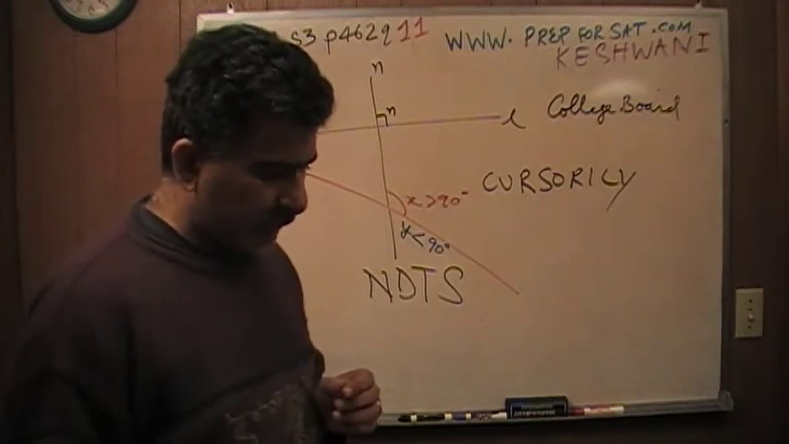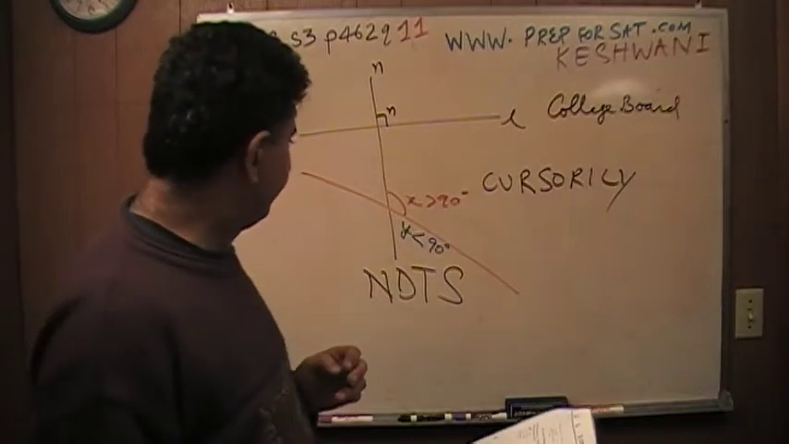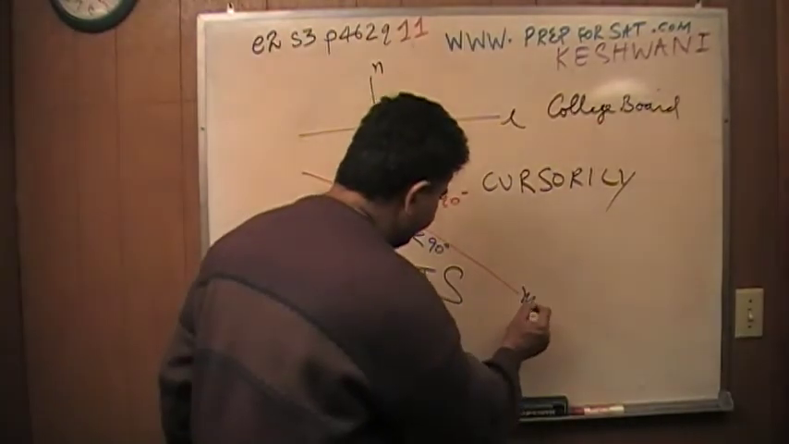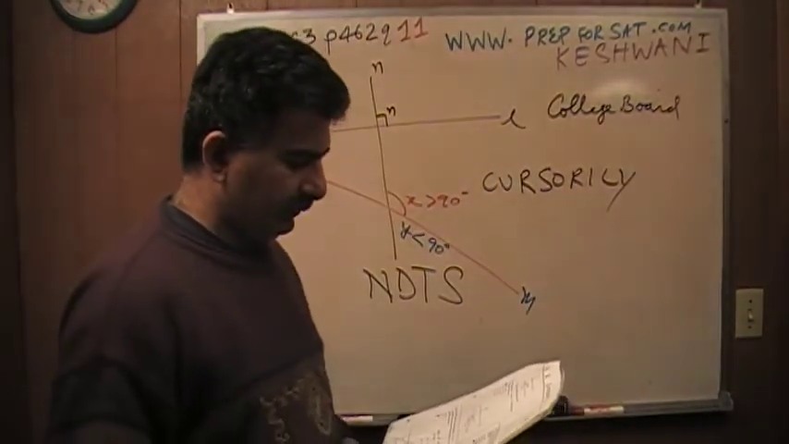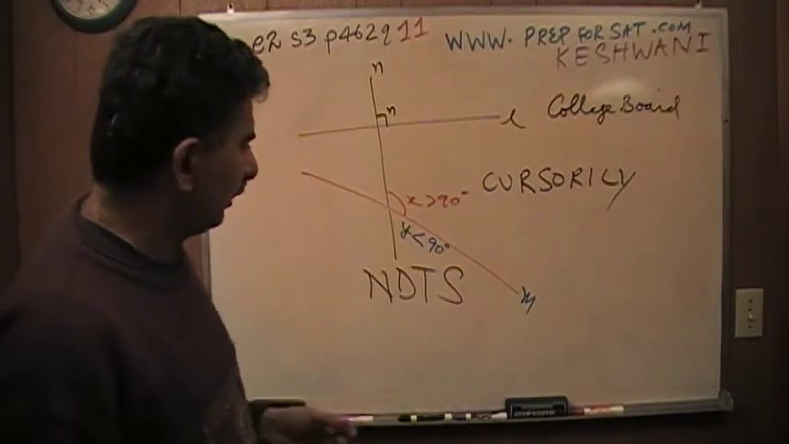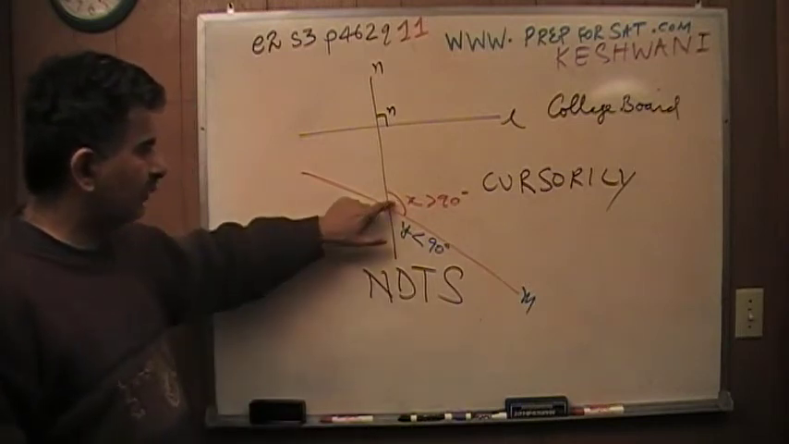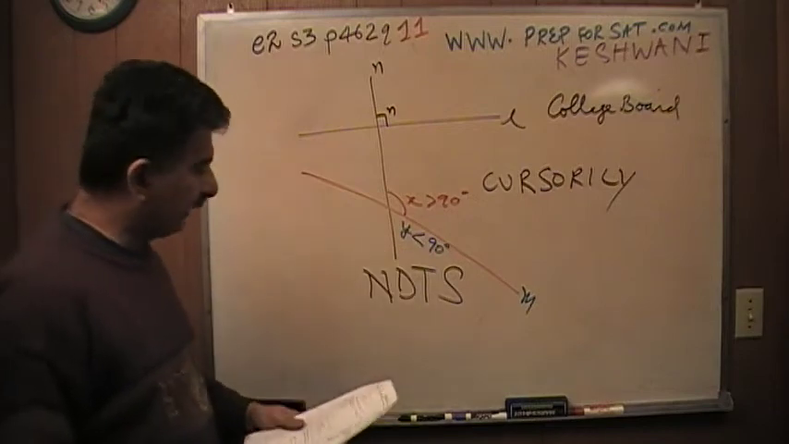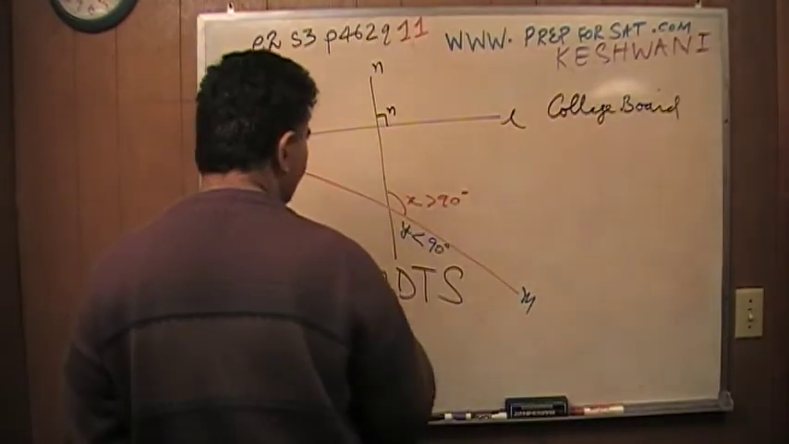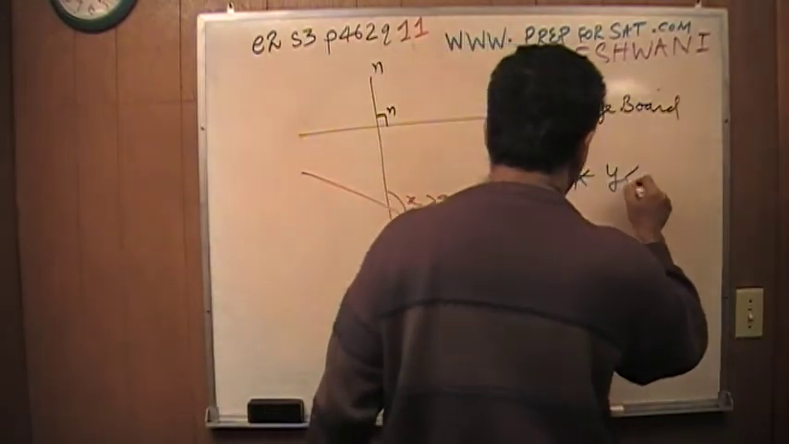D says M is perpendicular to N. No, it's not. It's at an angle. This is your line M. So answer choice D is nonsense. E says L and M are parallel. No, they are not parallel. As you can see clearly, they are not parallel. The only thing we know for a fact is that if this angle is more than 90, this has to be less than 90. Answer is A, which says Y is less than 90.